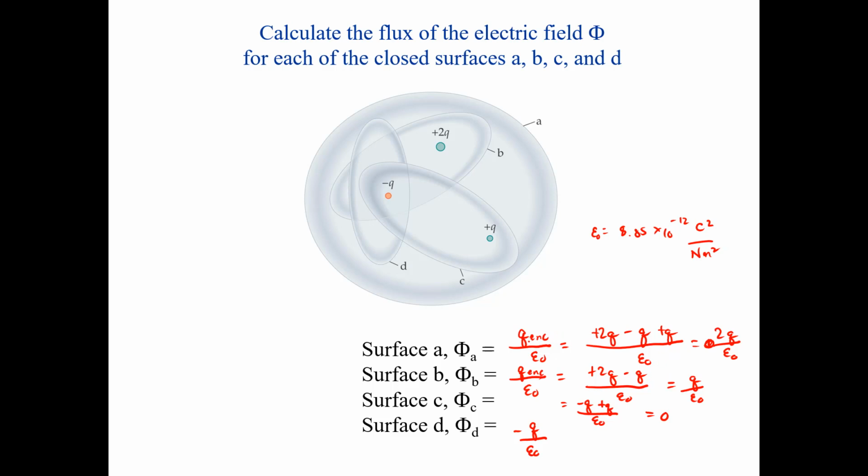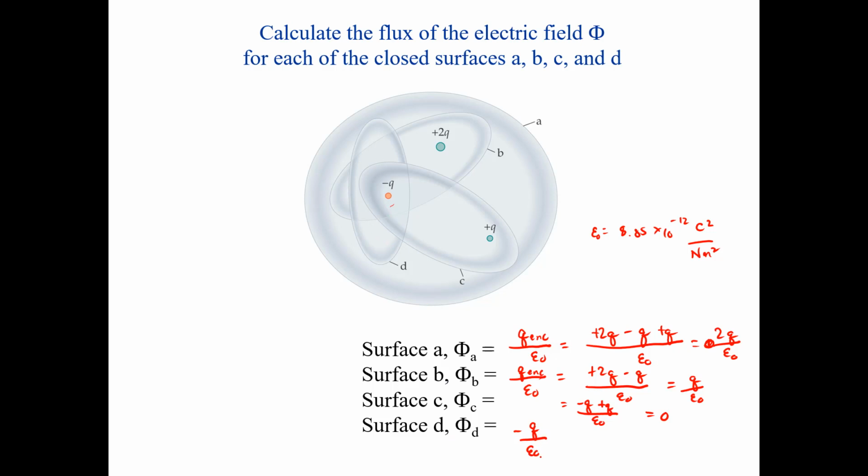So for surface A, you have plus 2Q minus Q plus Q. So you have plus 2Q divided by epsilon naught. Okay, so that is the flux. And then for surface B, the flux is plus 2Q minus Q. So you have Q over epsilon naught. And then for surface C, you have a minus Q and a plus Q, so there is no flux since the charges cancel out. And then for the last surface, surface D, you have negative Q over epsilon naught.